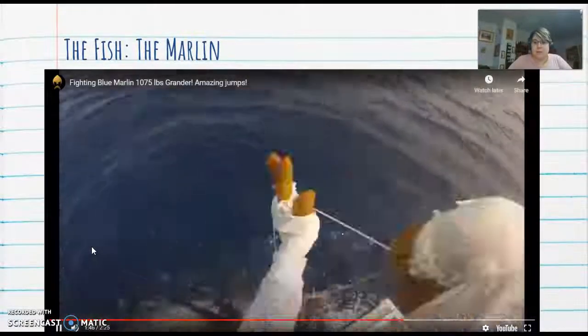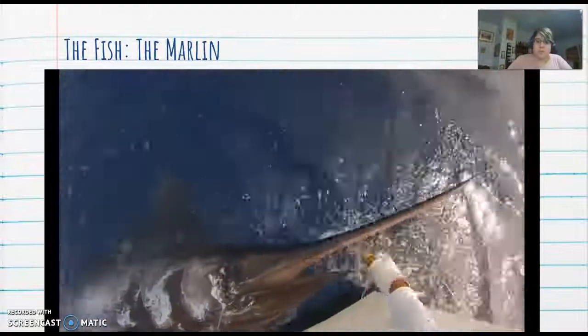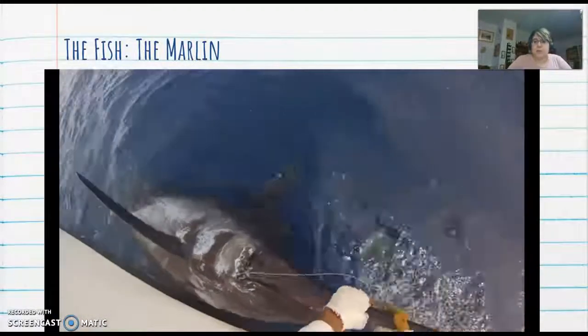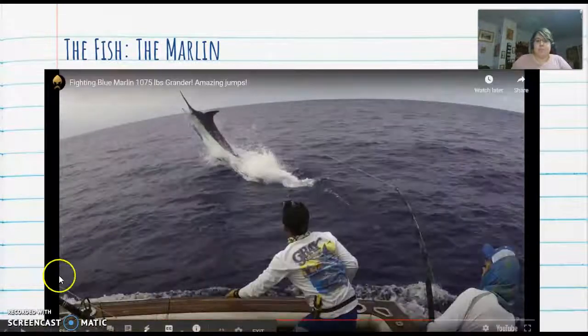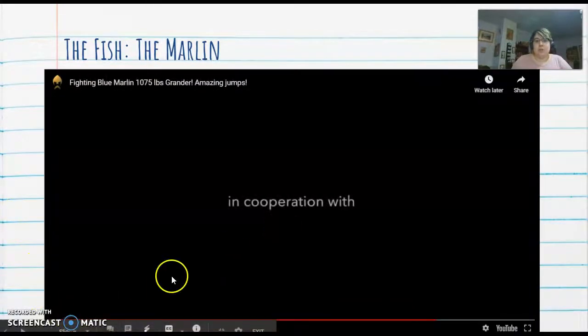Now this is the marlin close to the boat. You can see him close to a person here. This is where it is extremely dangerous. And some of the key shots.